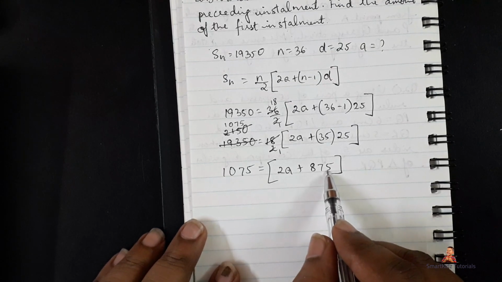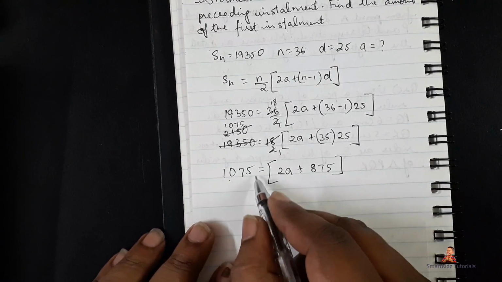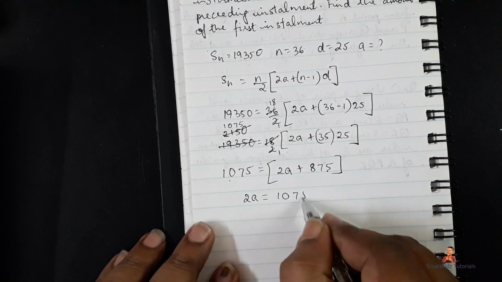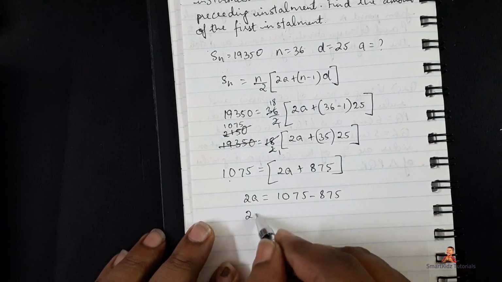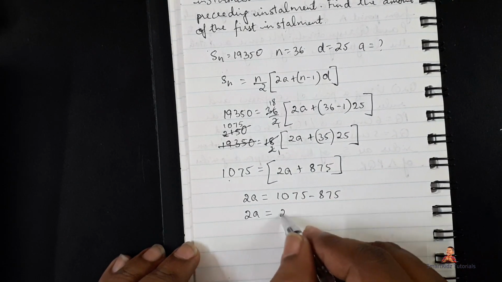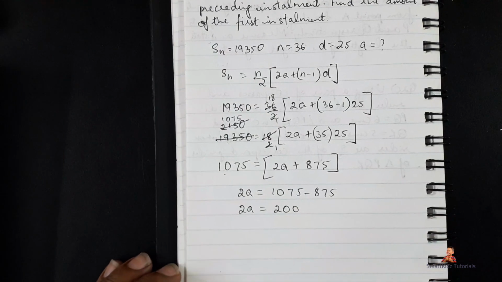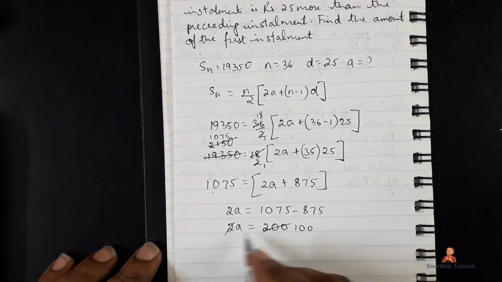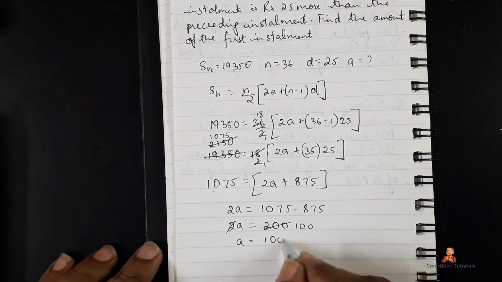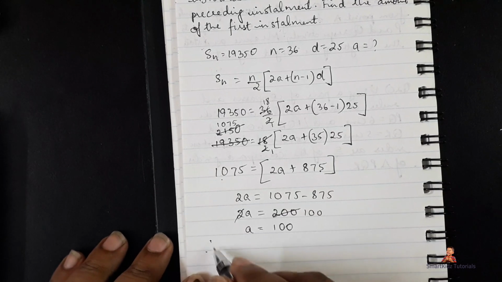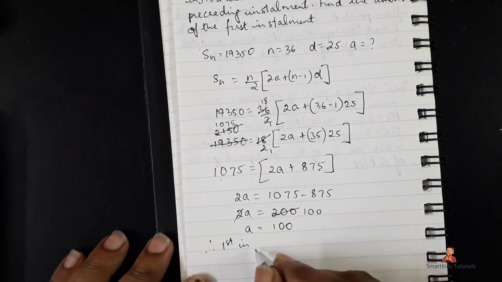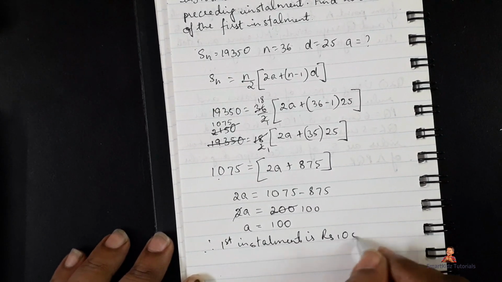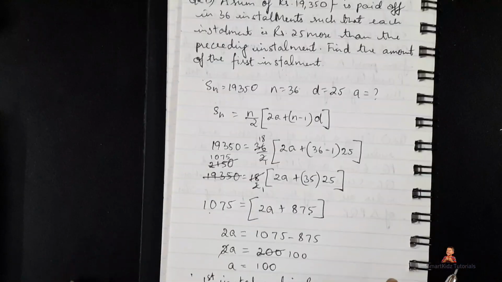Okay, now no need of the bracket anymore. Take the 875 on the left hand side. We will get 2a equal to 1075 minus 875. We get 2a equal to 200. So if we divide, 2 ones are 2, 2 hundreds are 200. 2 into 100 is 200. So a is equal to 100. So therefore we can write, therefore the first installment is rupees 100. Okay. So with this we complete question 2.